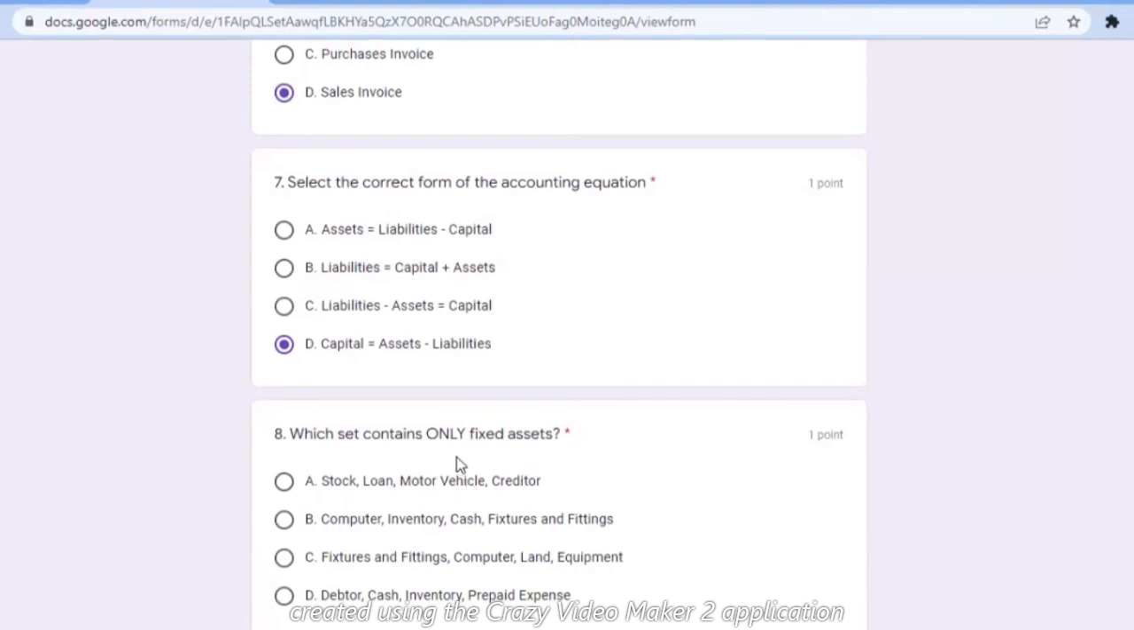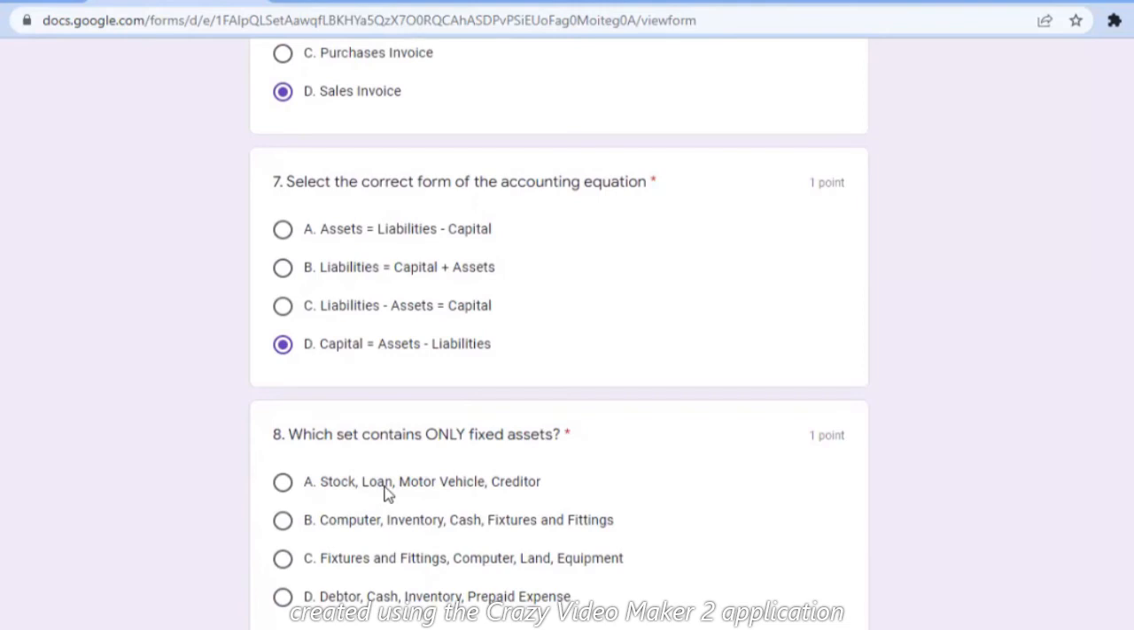Which set contains only fixed assets? What are fixed assets? Ask yourself that. These are things you should know as an accounting student. As an account student, these are things you need to know. So stock, I say that can't be my answer. Stock is a current asset, maybe, if they're going further. Loan is a liability. What? Creditor, liability. So A can't be it.